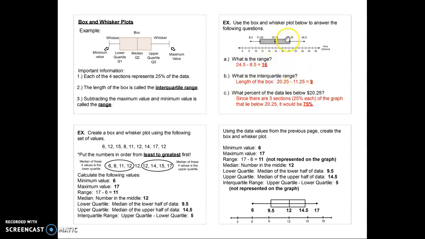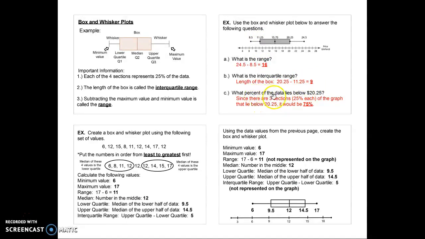Interquartile range. Remember, that's your highest part of your box minus the lowest part of your box. So I have a 20.25 minus 11.25 gives us an interquartile range of 9.